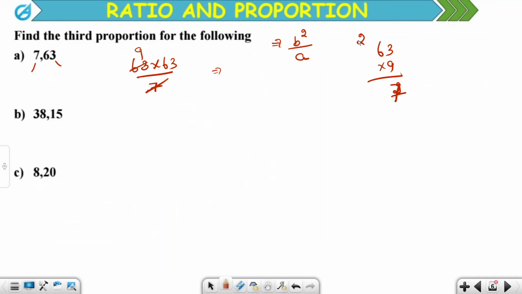So carry over to, so 9 6s are 54. So 54 plus 2 is 56. So the answer will be 567.